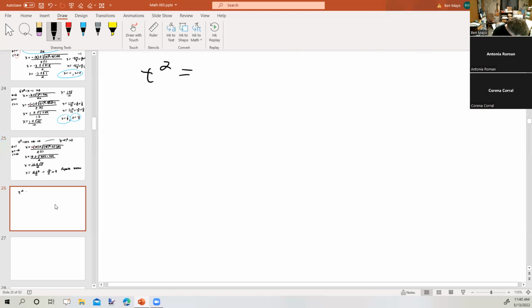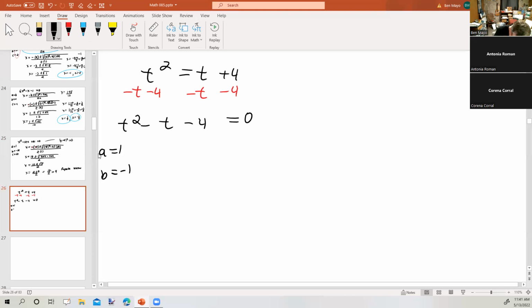T squared equals t plus 4. So here we need to put this equation in standard form. As with factoring, it works out nicer if my leading coefficient is positive. So I'm going to subtract t and subtract 4 from both sides of the equation. So now I get that. So a is 1, b is -1, and c is -4.